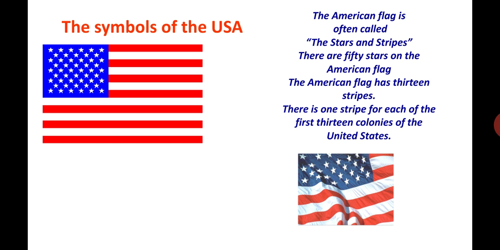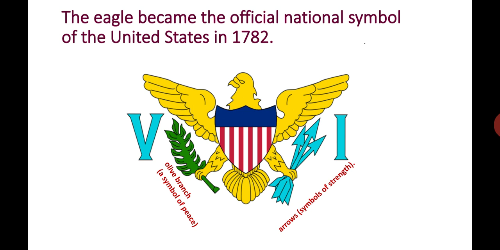I believe, as you know, the history of the USA began with the first 13 colonies, which later turned into 13 states. The next symbol of the USA is the American eagle. The eagle became the official national symbol of the United States in 1782. You can see not only the eagle, but also two more symbols connected with the eagle. The eagle holds an olive branch and arrows. The olive branch is a symbol of peace, while the arrows are symbols of strength.